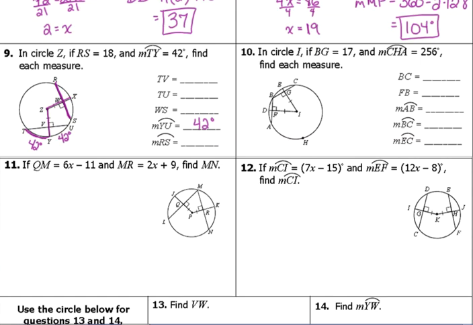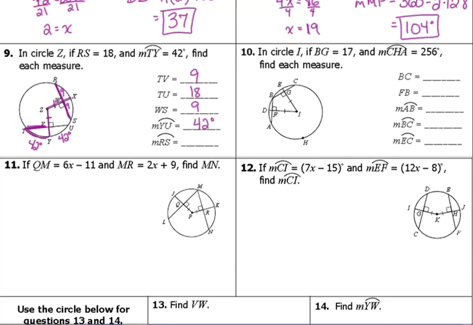The chord is also bisected. They gave us RS. RS is the whole chord, so that means RW is 9, WS is 9. They asked us for WS, so go ahead and put that one on there. What else did they ask us for? TV and TU. TV is this piece. Well, let's use what we were just doing. If they are equidistant from the center, then those chords are equal to each other. So if that piece is 9, then this piece is 9. And if the piece is 9, then the whole thing, TU, is 18.